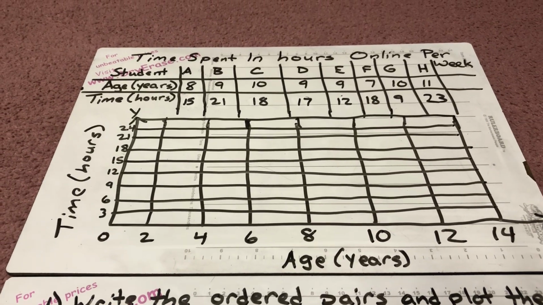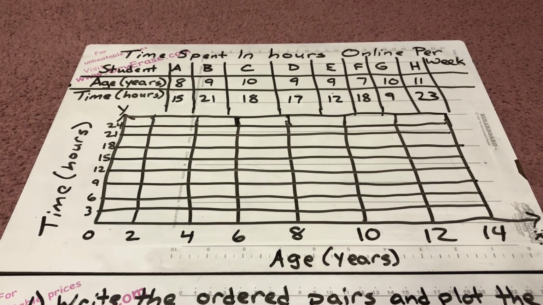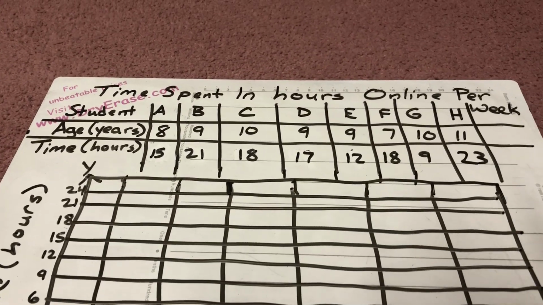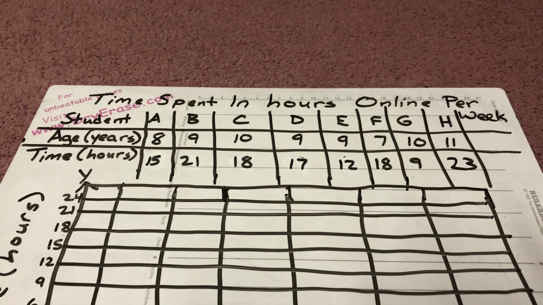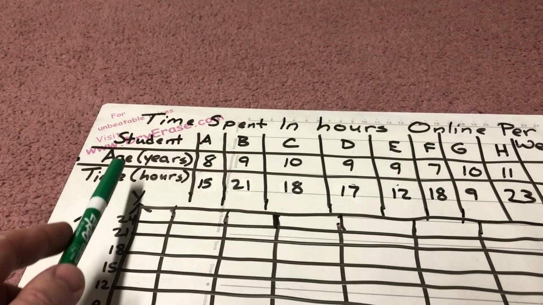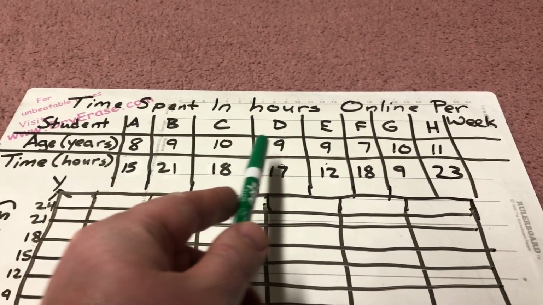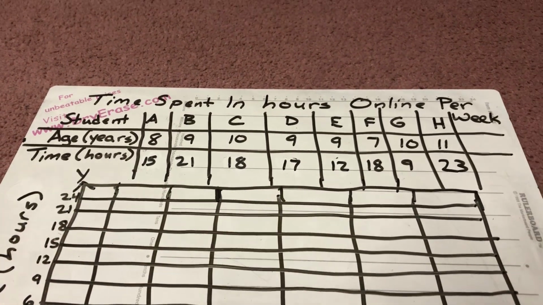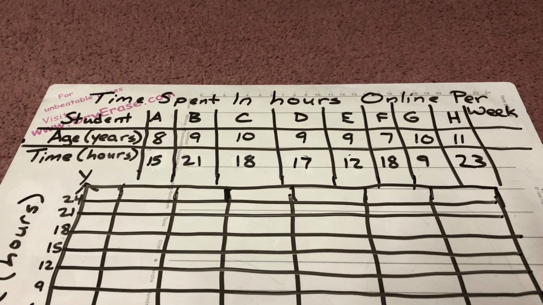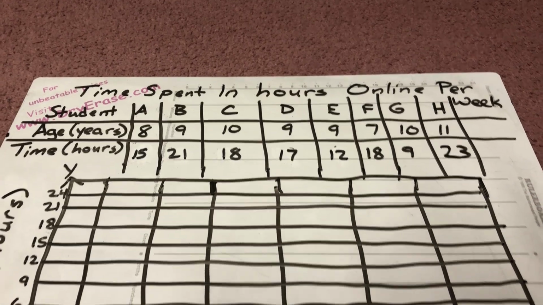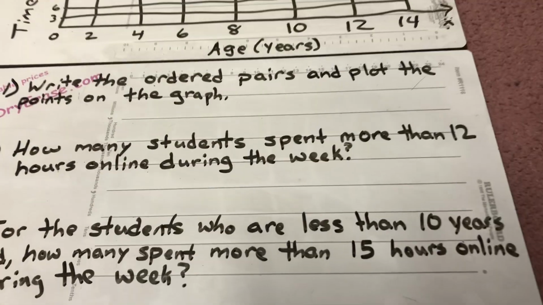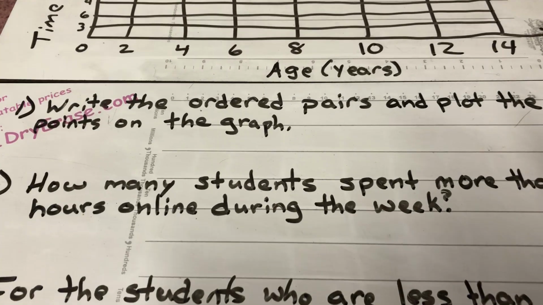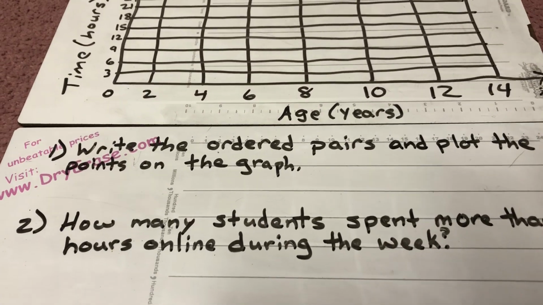All right, well, we're focusing here on time spent in hours online per week. So we have a table, students A, B, C, D, E, F, G, and H. And the table gives us the age in years of each of the students and then how many hours they spend online per week. So we're going to be referring to that table to fill out a graph and then to answer some questions.